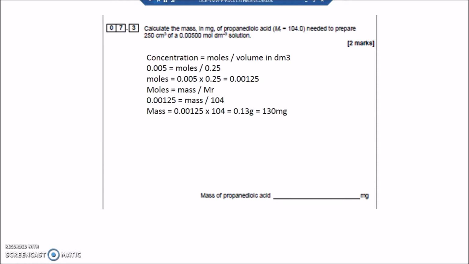Now moles is mass divided by MR, so we've got the moles is 0.00125 equals mass divided by MR, and you've been given the MR as 104, so multiply those two numbers together. 0.00125 times 104 gives 0.13, but this mass is in grams, so to get it into milligrams, to get grams down to a smaller unit value of milligrams, you multiply by 1000, so 0.13 multiplied by 1000 is 130 milligrams.